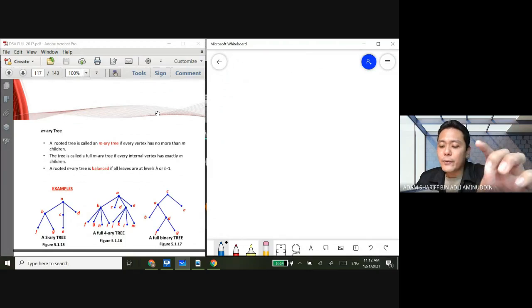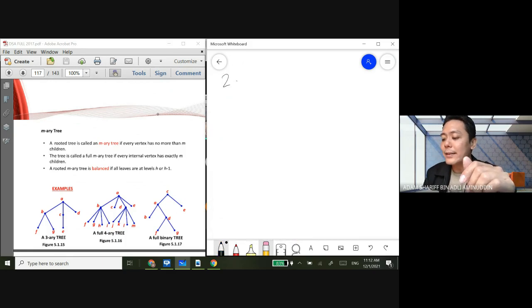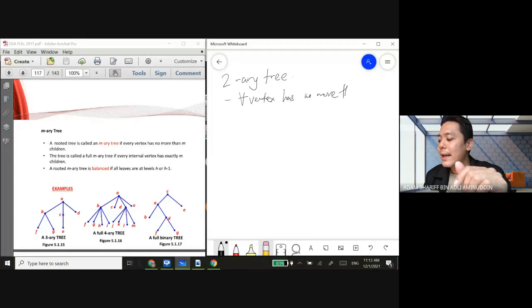Emeriti and full emeriti. An m-ary tree is one where every vertex does not have more than m children. Full has exactly m children. So let's start with a 2-ary tree, where all vertices have no more than 2 children.